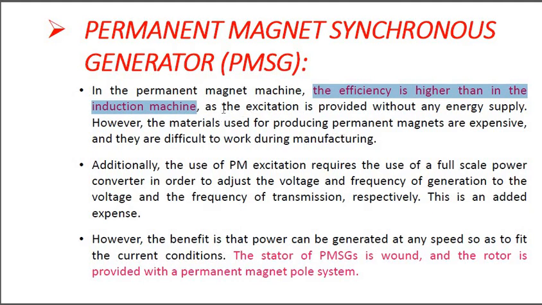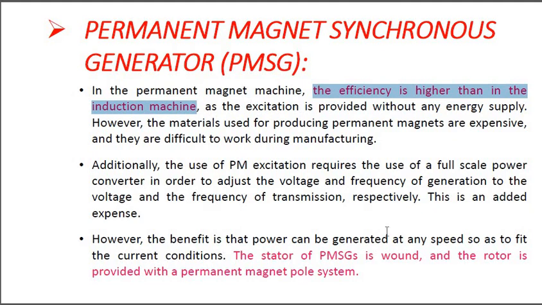So cost is low because there is no need for any external excitation on the rotor side because of the permanent magnet. Additionally, the use of permanent magnet excitation requires a full-scale power converter in order to adjust the voltage and frequency of the generation to the voltage and frequency of the transmission respectively. So this is an added expense for this type of generator. However, the benefit is that power can be generated at any speed so as to fit the current conditions.